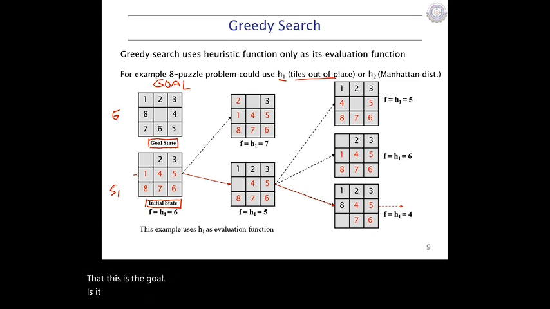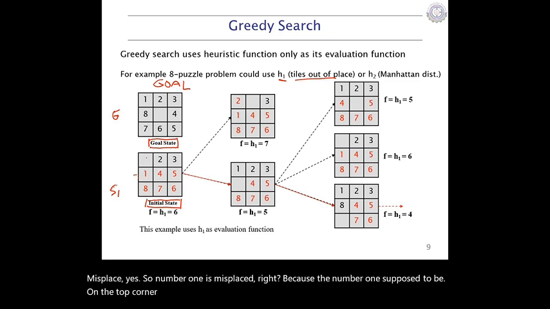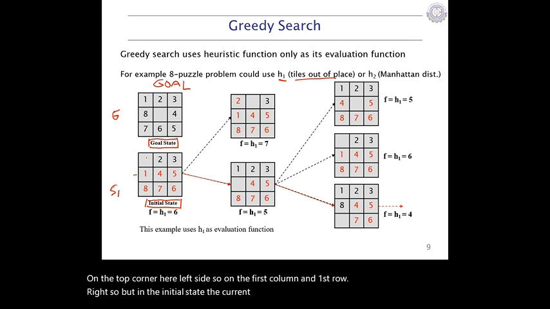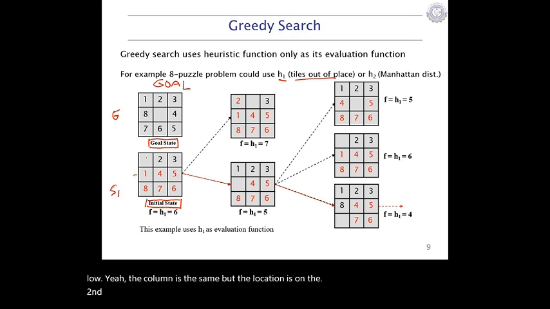Is it on the right place or not? Misplaced. So number 1 is misplaced, right? Because number 1 is supposed to be on the top corner, left side, on the first column and first row. But in the current state, number 1 is on the second row, the first column. The column is the same, but the location is on the second row, so it is misplaced, or out of place.